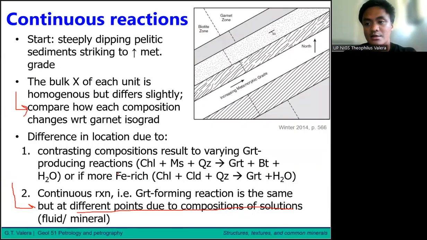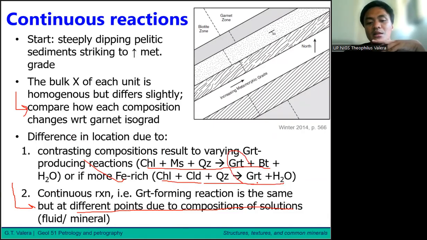Yung dinidiscuss natin kanina sa AFM diagram na nag-shift yung chlorite. Okay. Another possibility is contrasting composition resulting to varying garnet-producing reactions. For example, garnet may be formed in different ways. Here you have chlorite reacting with muscovite and quartz to form garnet. Other rocks may be recording chloritoid plus chlorite plus chloritoid plus quartz equals garnet and water reaction.